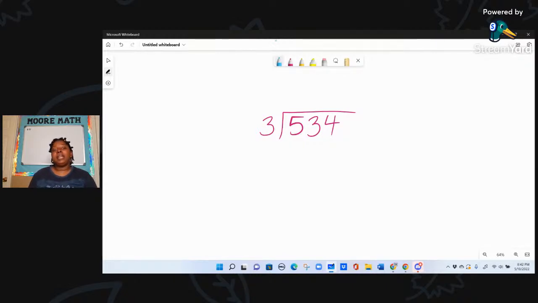We want to know how many times 3 can go into 534. So we take it one number at a time. How many times does 3 go into 5? Yes, it does, right? How many times? 1, because 1 times 3 is 3. Now, let me remove that line so I don't confuse you. 5 minus 3 is 2.